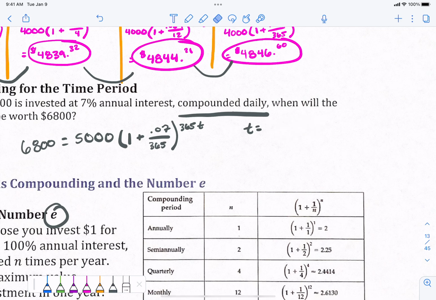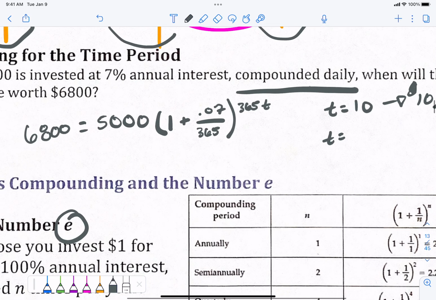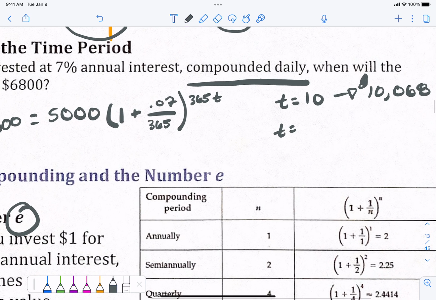Okay, let's back off on our T. Let's go to like 10. So go back into your equation and just change your 20 to a 10. What does 10 years give you? 10,068. Okay. All right, so let's back off a little bit more. Should we go to 8, maybe? Nah, let's go to like 5. Let's go T equals 5. 7095? Okay. All right, back off.